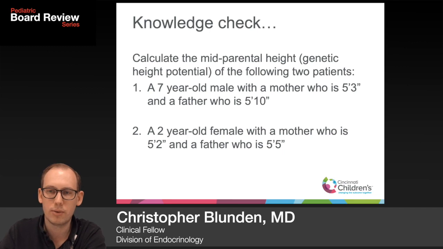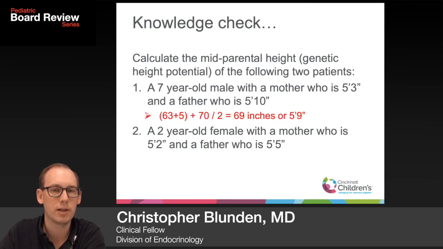So I would encourage you, I'm not going to pause the lecture at this point, but I would encourage you to pause it on your own and do these calculations as practice for the midparental height for the following two patients. So first we have a 7-year-old male with a mom who's 5'3" and a dad who is 5'10". So when we calculate out that child's midparental height, you have a maternal height of 63 inches and a paternal height of 70 inches. Adding 5 because it's a boy and dividing by 2, and you get a genetic potential for this young male of about 5'9" or 69 inches.